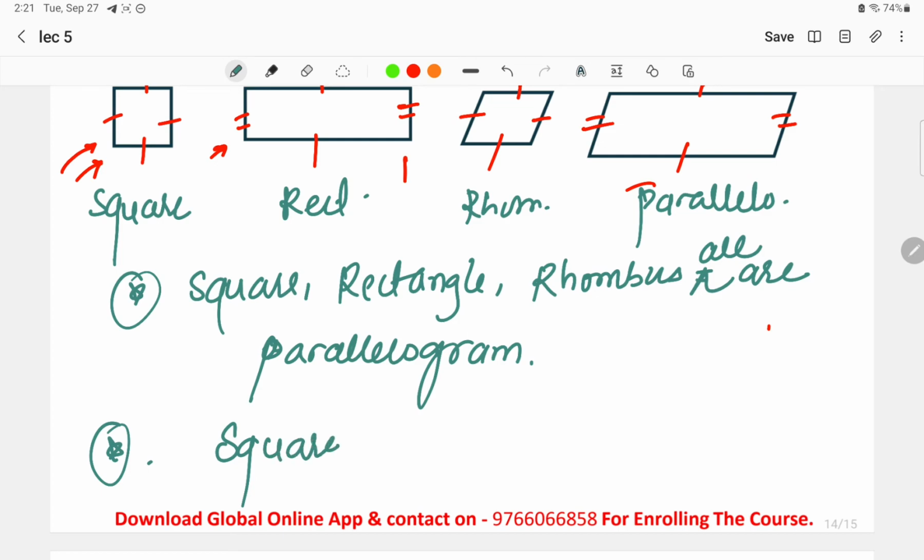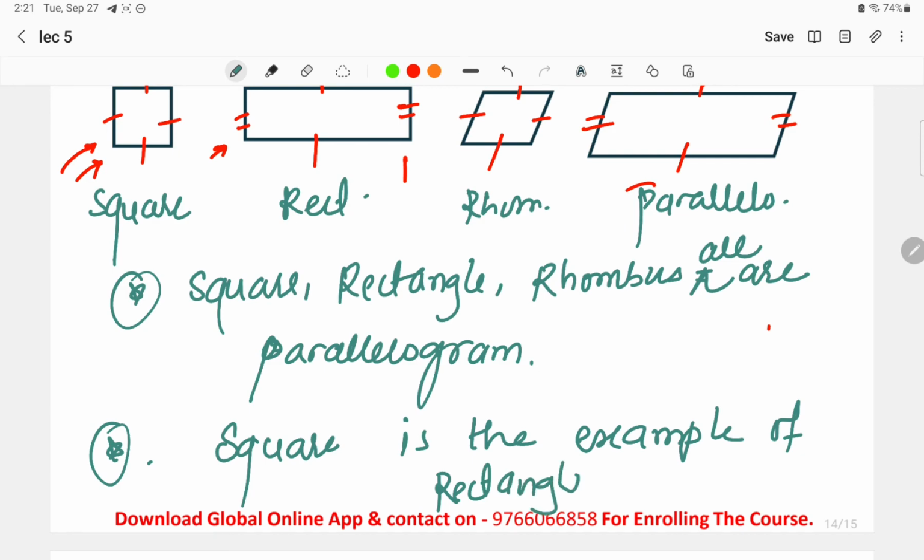So basically, square over here, if we see that square follows the properties of the rectangle, so basically the square is the example of rectangle. Okay, but now this is the right statement. Both the statements are right. Directly they can ask in the question, is the square, rectangle, rhombus all the examples of the parallelogram? The answer will be yes.